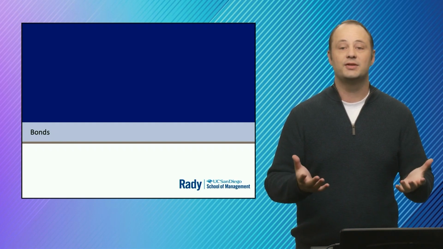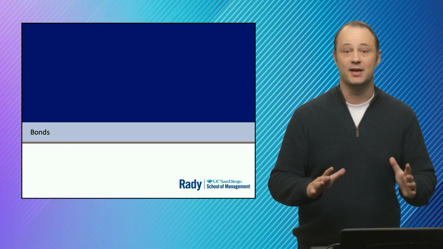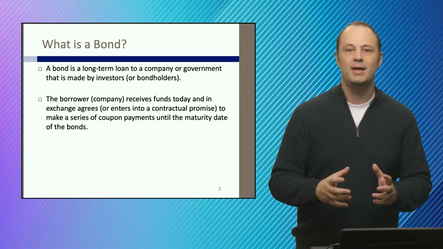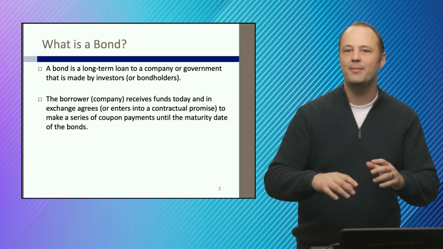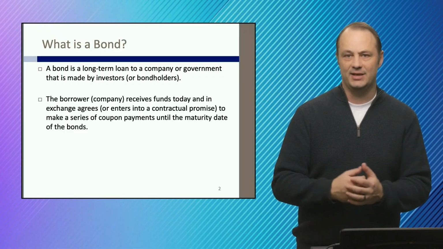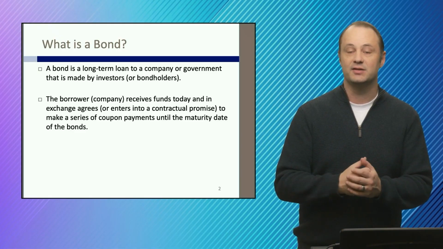In this video, I want to talk about bonds. So let's start with the million-dollar question. What is a bond? A bond is a long-term loan given to a company or government. Companies like IBM, Apple, and Amazon issue bonds. Governments issue bonds. The US government issues bonds. Japan issues bonds. China issues bonds, and so on.